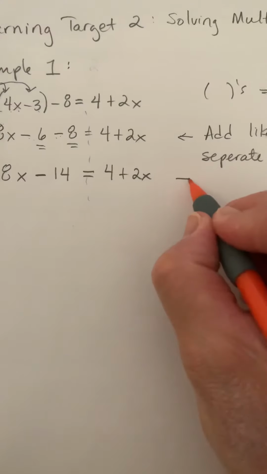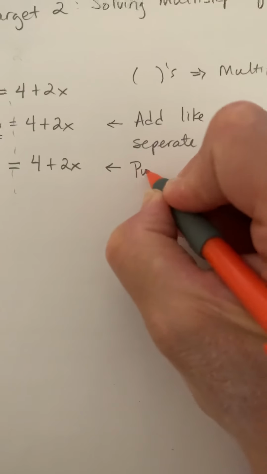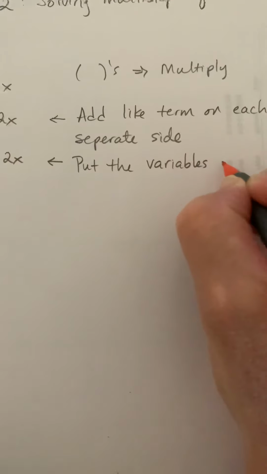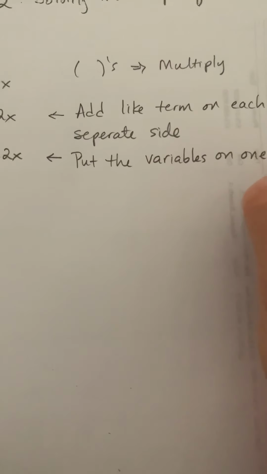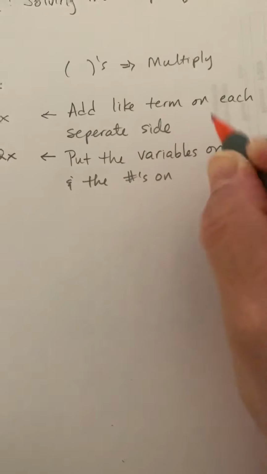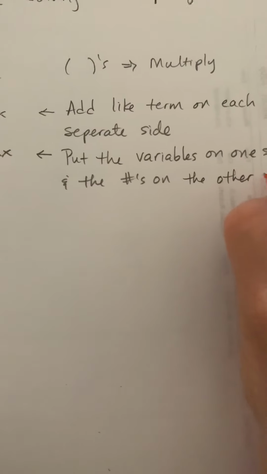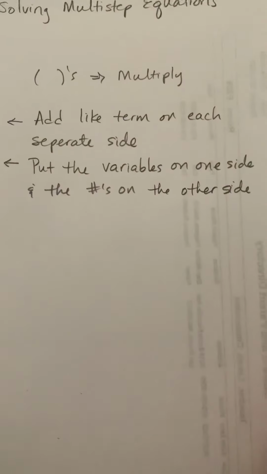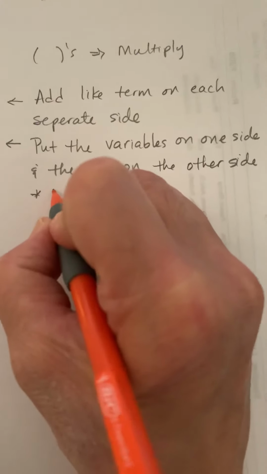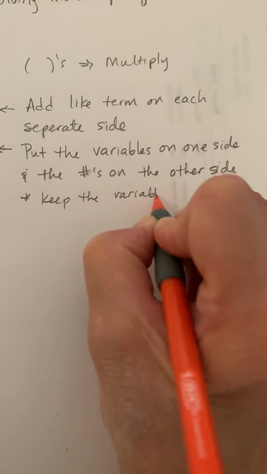So now at this step, what we want to do is put the variables on one side and the numbers on the other side. Okay. And the key is we want to keep the variable positive.